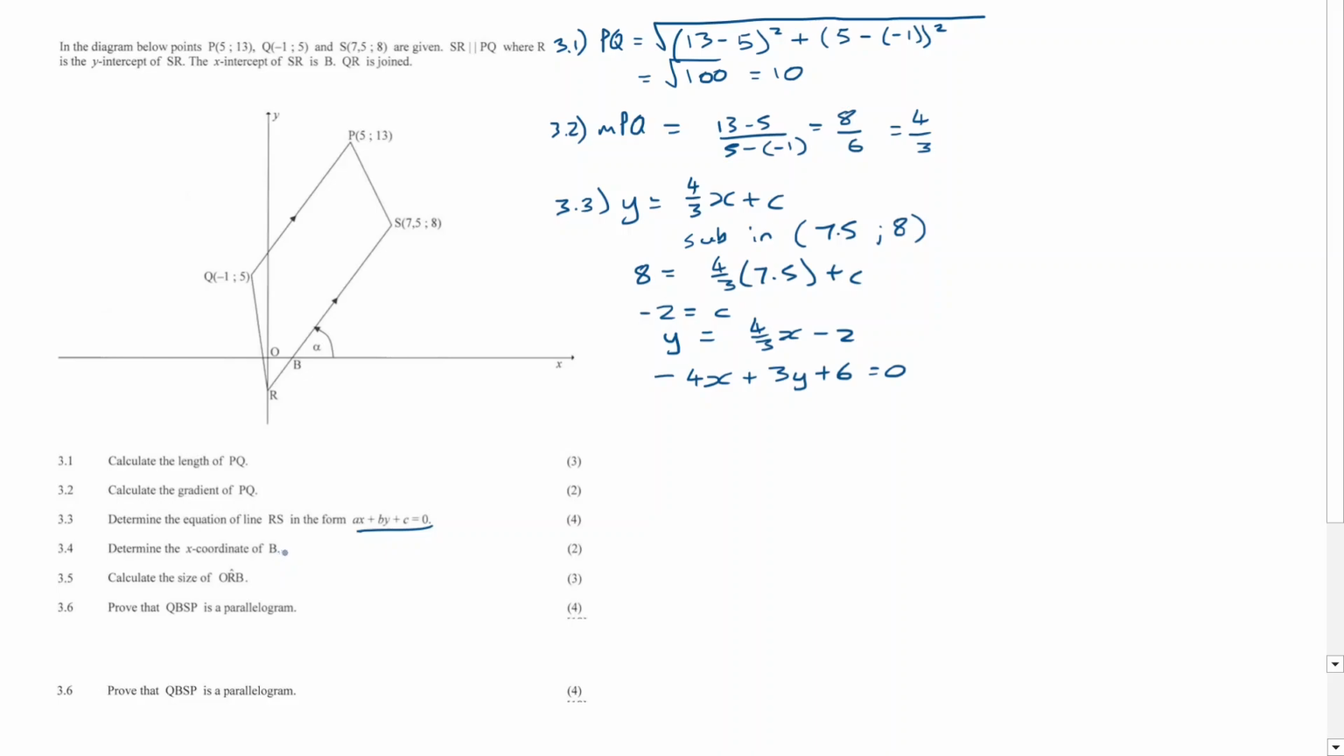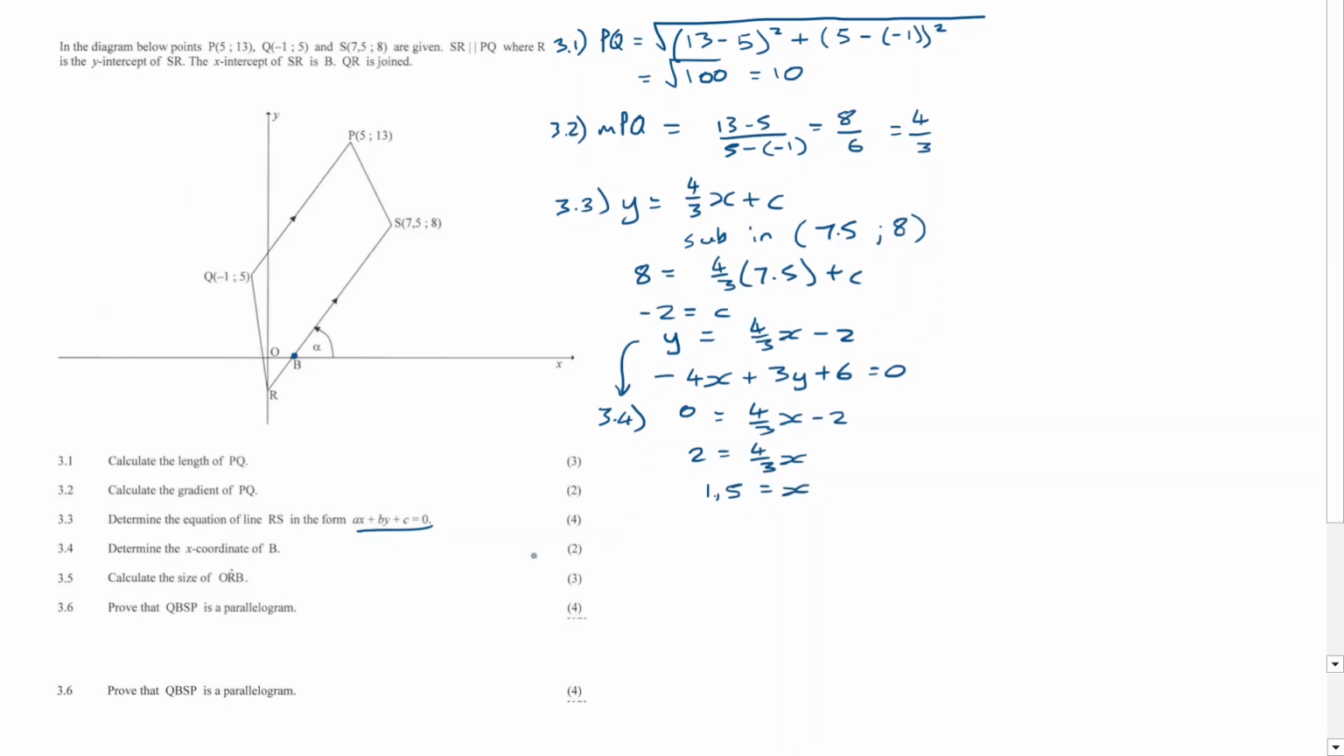Determine the x-coordinate of B. That is just the x-intercept. And so to get an x-intercept, I'm just going to let y be 0. And you can do it from this rearranged equation or from the original. I'm just going to do it from the original. To get an x-intercept, I just let y equals 0. I'm going to leave the x here because it's positive, so I'm going to take the 2 across. And then I divide both sides by 4 over 3, and I get an x-intercept value of 1.5, or 3 over 2.